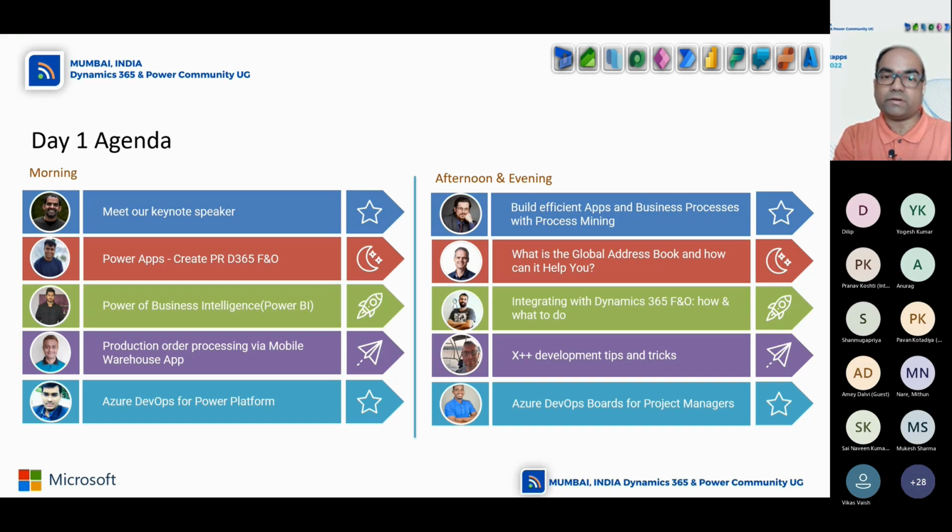Then we have Andre. Andre is going to talk more about the global address book. I think those folks who come from an FNO or Dynamics AX background would probably be aware of the global address book. But day by day it is getting richer whenever there is a need for cross-app capability. So Andre is going to focus more on that: what is the use of the global address book and how can it help you in your specific area?